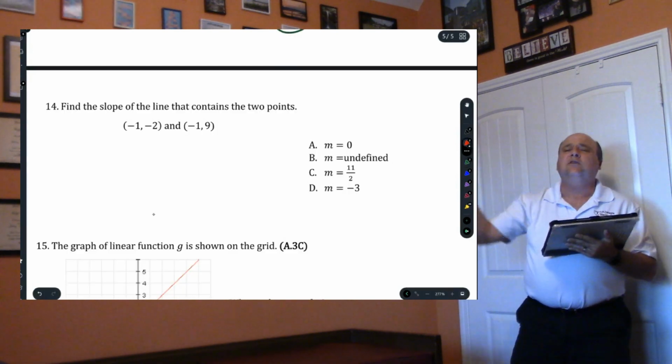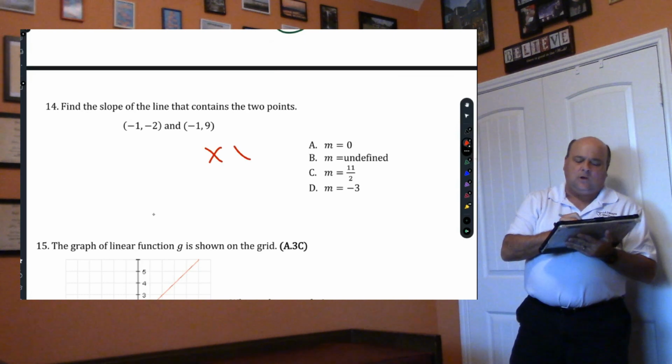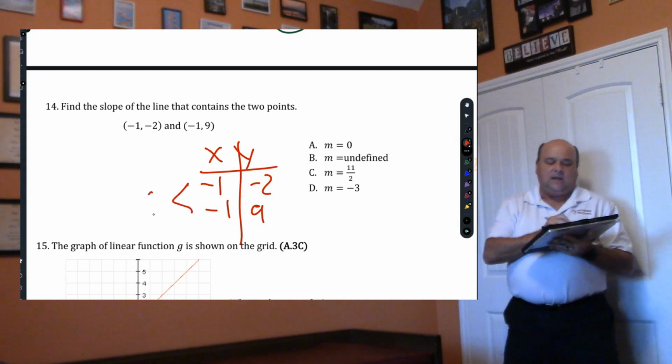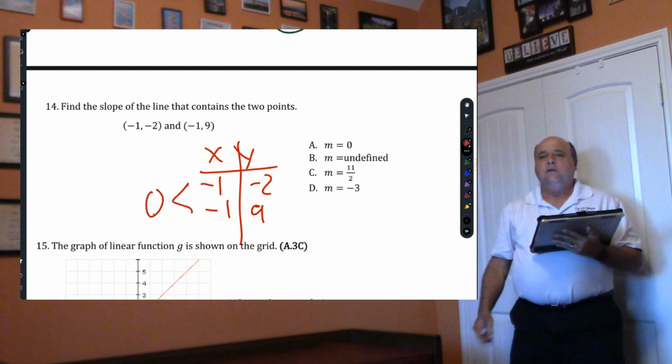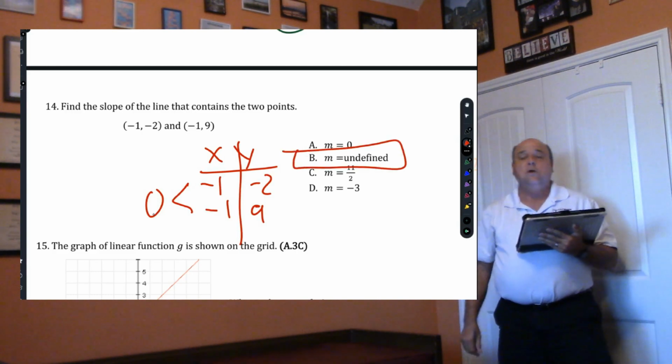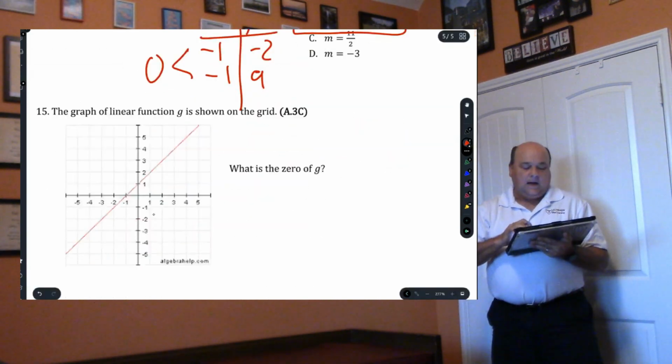Find the slope. Y'all see how much you're doing this? Find the slope of 2 points. You got negative 1, negative 2, negative 1, and 9. Notice right here, the x's are not changing, are they? So if the x's don't change, it's not a function, it's an undefined slope. And then let's keep going.